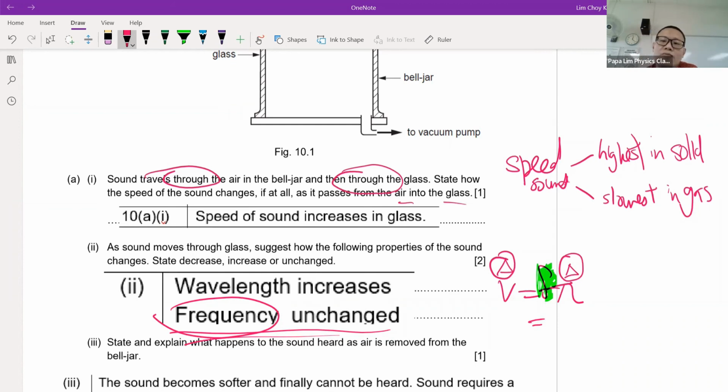So these are the few factors that you have to take note of. The frequency of the sound, most of the time, remains constant. Then, followed by the wavelength. The wavelength changes when I go through a different medium.